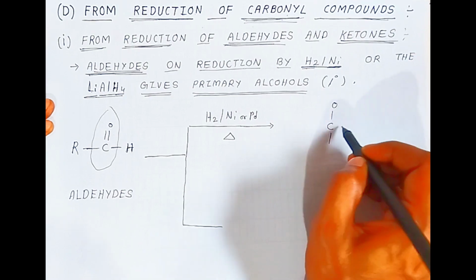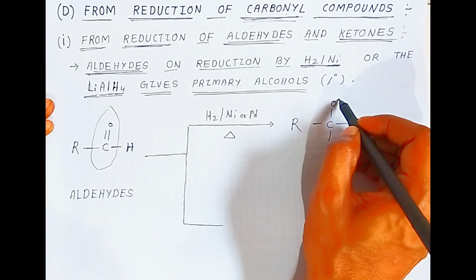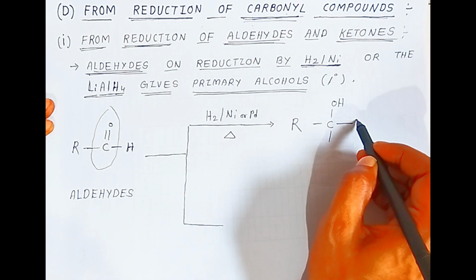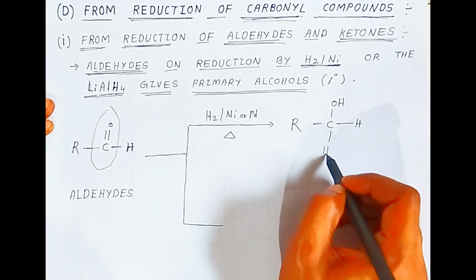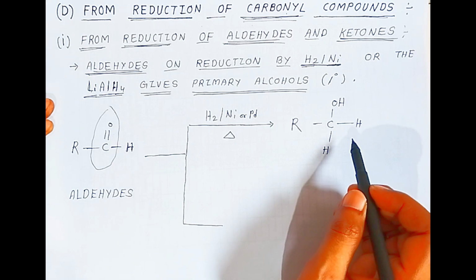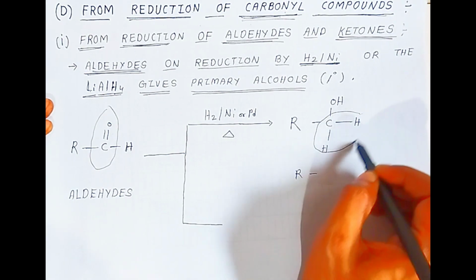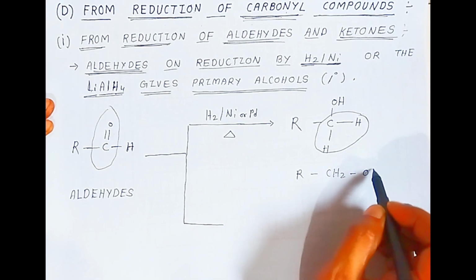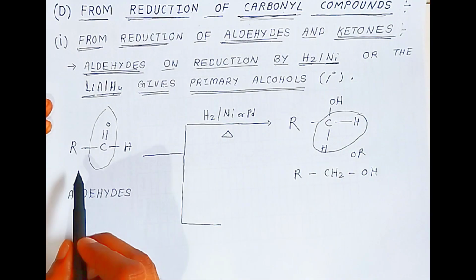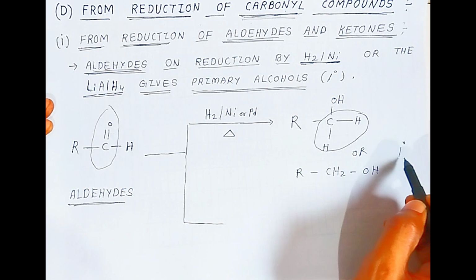Okay, students, this hydrogen will now come here. Two hydrogens: one hydrogen from here is already there, so one will be coming here. So there is addition. This is called a primary alcohol. There is a formation of primary alcohols, or you can say this is CH2 and this is OH. So this way also you can represent, students. So this aldehyde we have now converted to first degree alcohol.